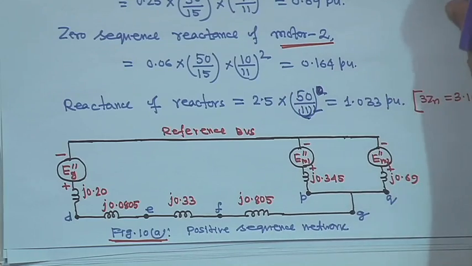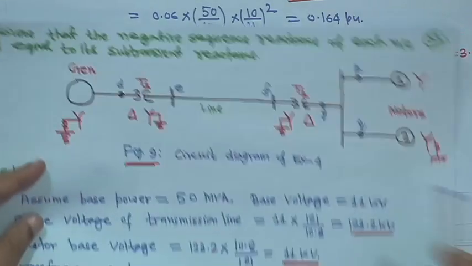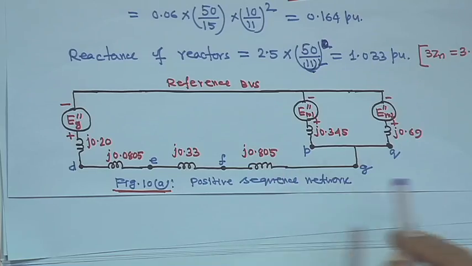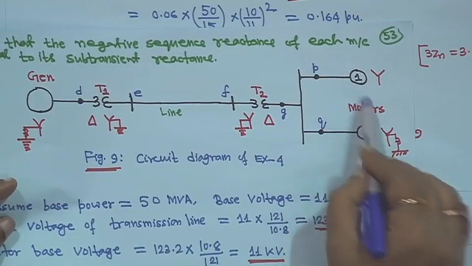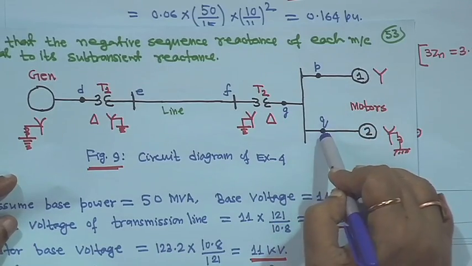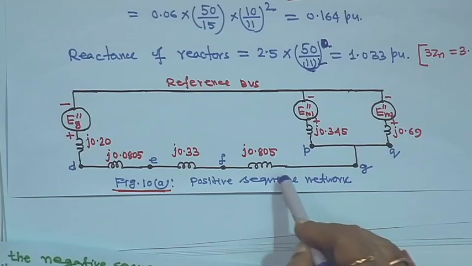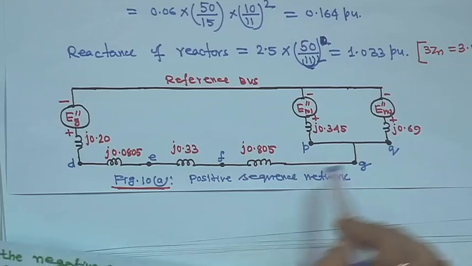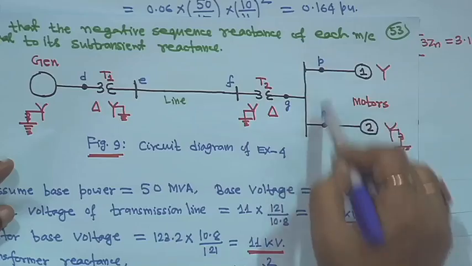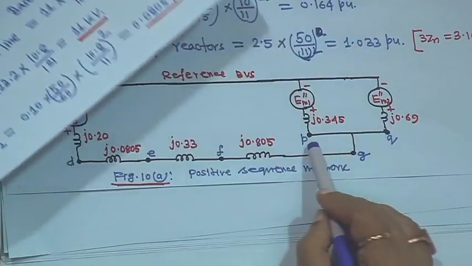So this is your J 0.33, then F to G, that is again transformer T2, same parameter J 0.0805 per unit. Then these two motors are in parallel, because they are connected to the common bus bar. This point is P, this point is Q. This is from transformer F to G, so this is F, then the transformer, then the G point comes, and these two motors are in parallel. That is why these two points are P and Q, this is your P and this is your Q.